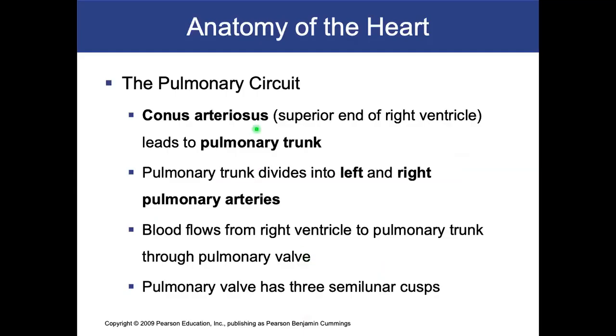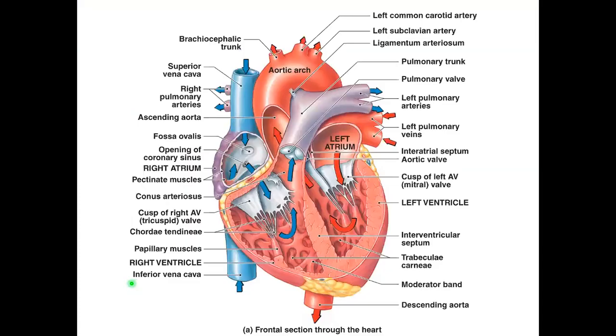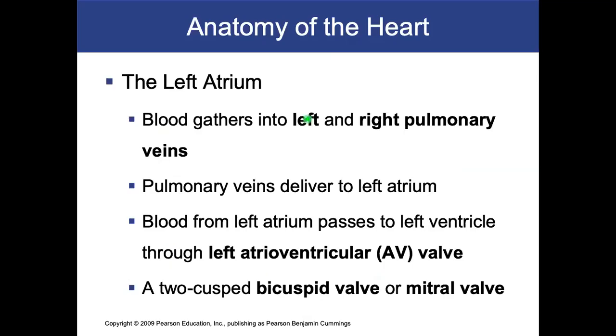Pulmonary circuit opens. The conus arteriosus is the superior end of the right ventricle and leads to your pulmonary trunk, right? It divides into the right and left pulmonary arteries. Blood flows from the right ventricle to the pulmonary trunk through the pulmonary valve. The pulmonary valve has 3 semilunar cusps, hence it's called the pulmonary semilunar valve. Here we go, right there is your pulmonary valve.